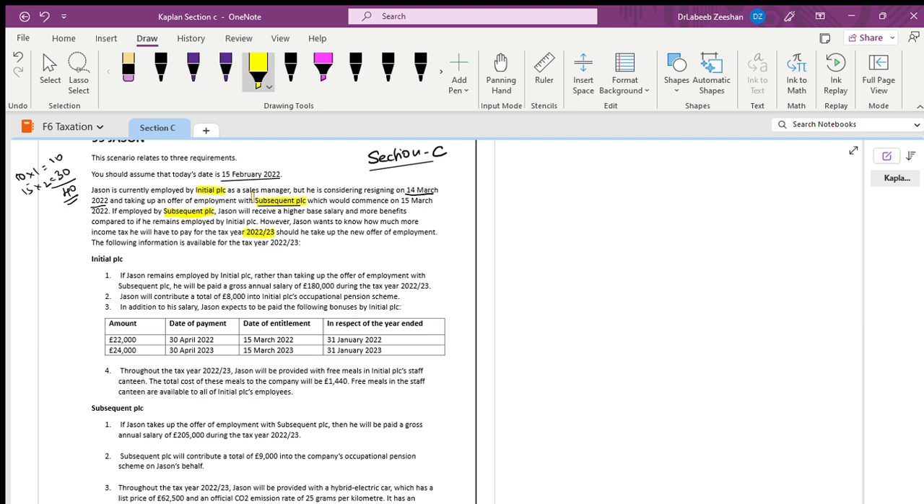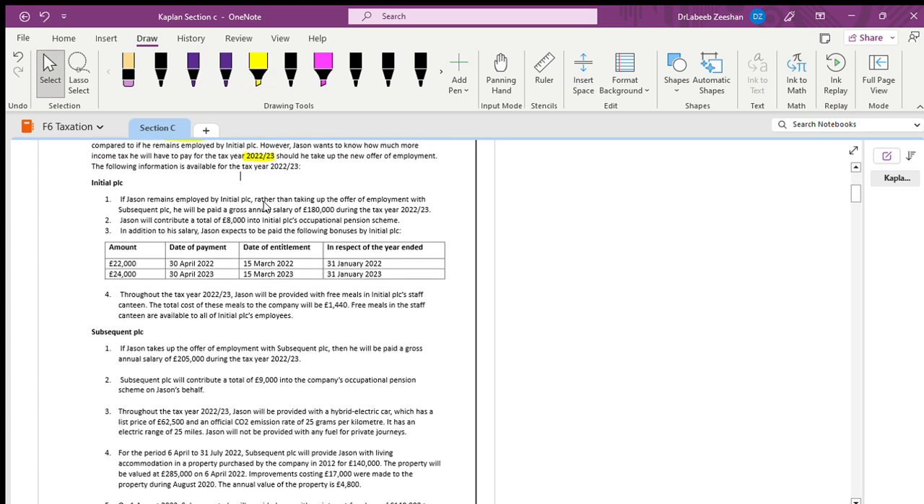Fine. Now, what are they asking us? They say that you have to calculate tax for Initial PLC as well as for Subsequent PLC. Is it okay? Now, first, yes.